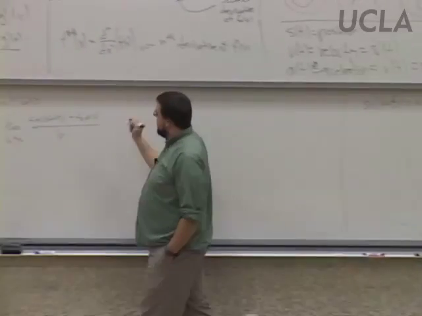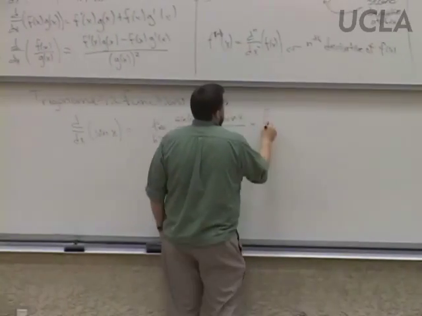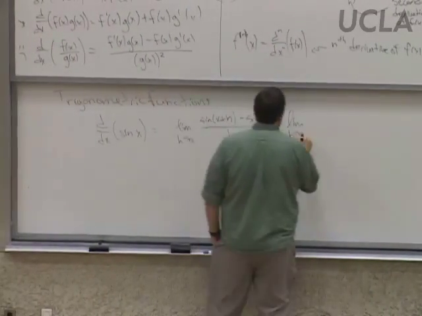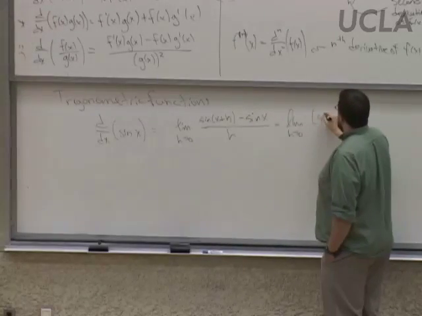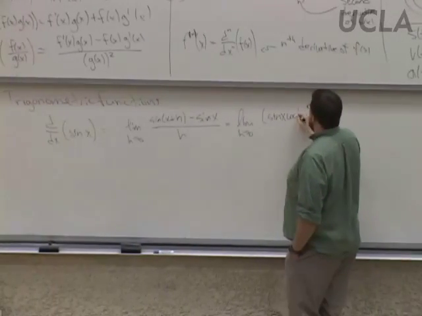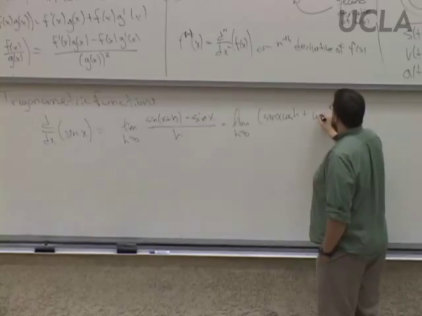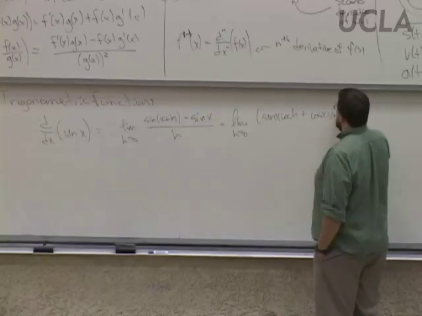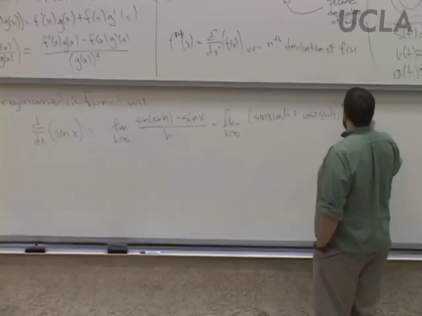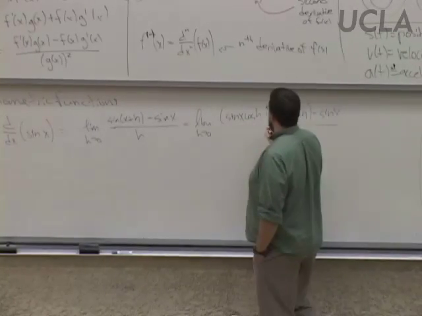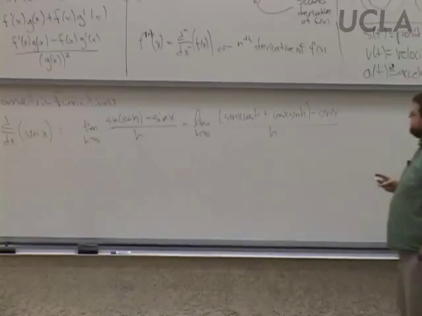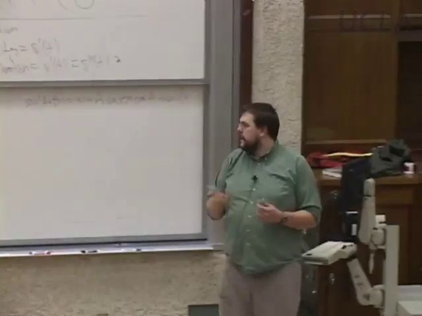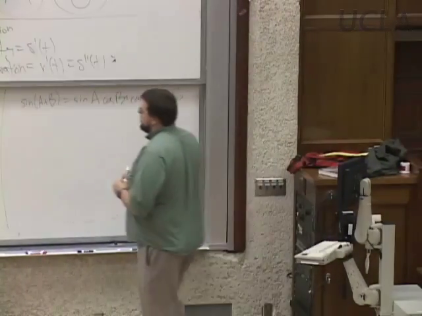So I can just use that fact from trigonometry. This is the limit as h goes to 0. Then this becomes sine x cosine h plus cosine x sine h minus sine x, all over h. So far I've used the definition of the limit and some trigonometry. Nothing fancy.